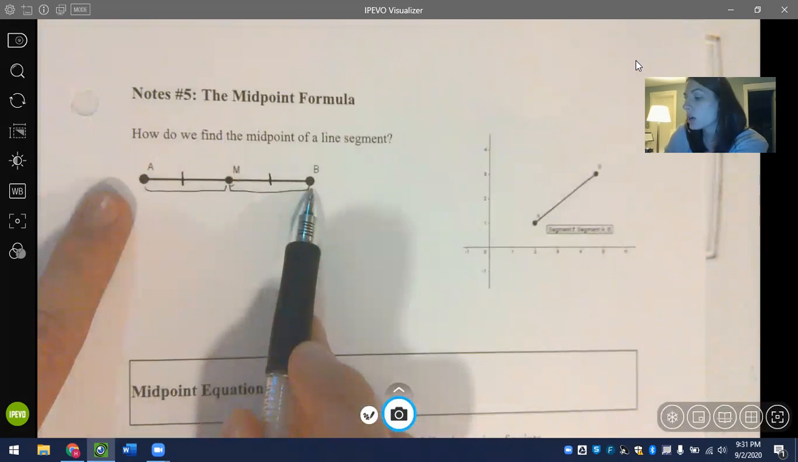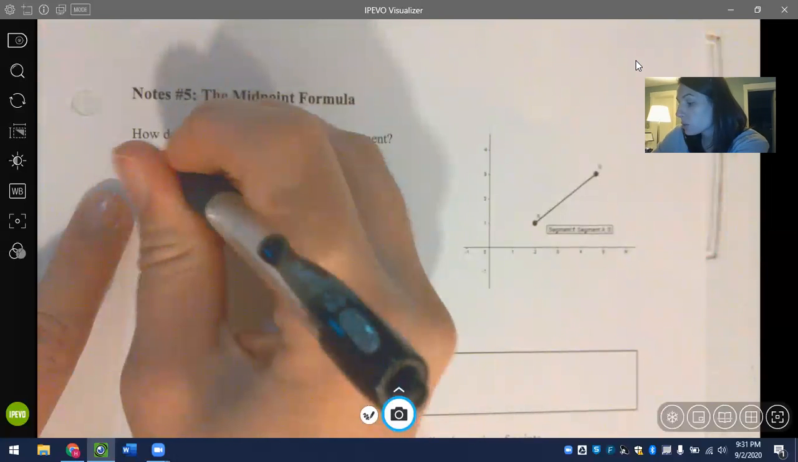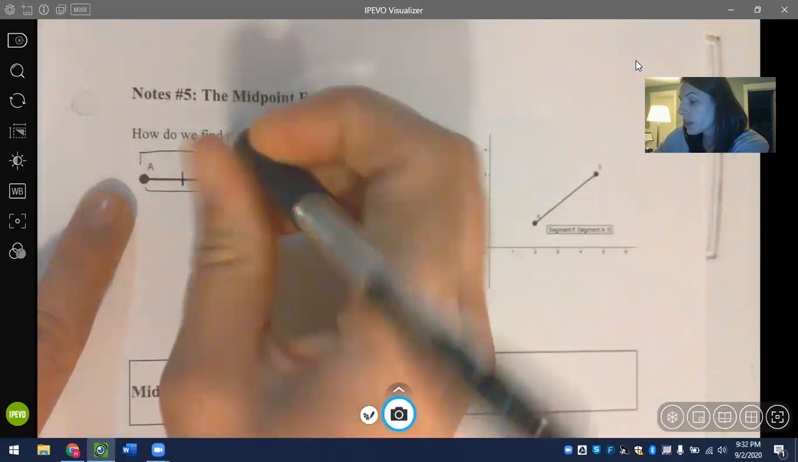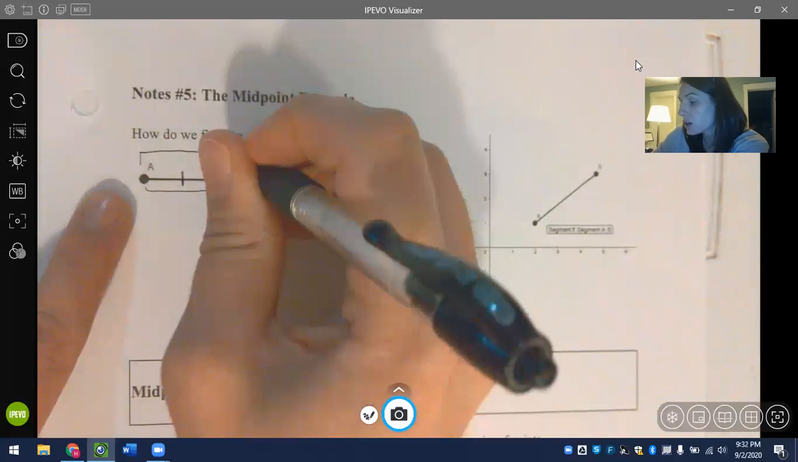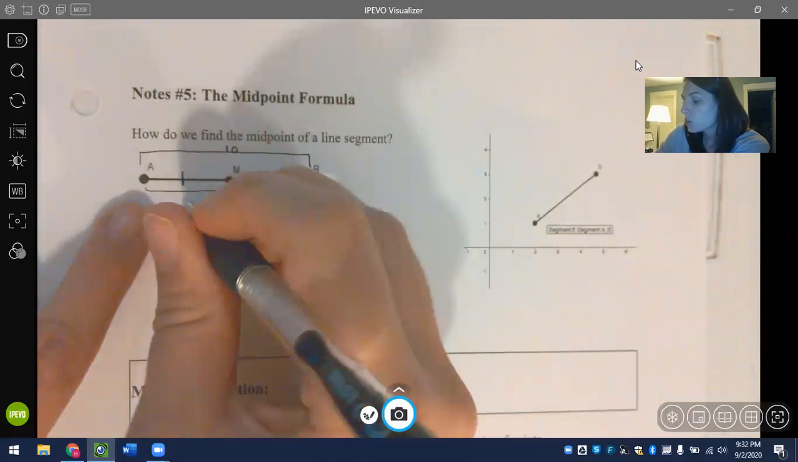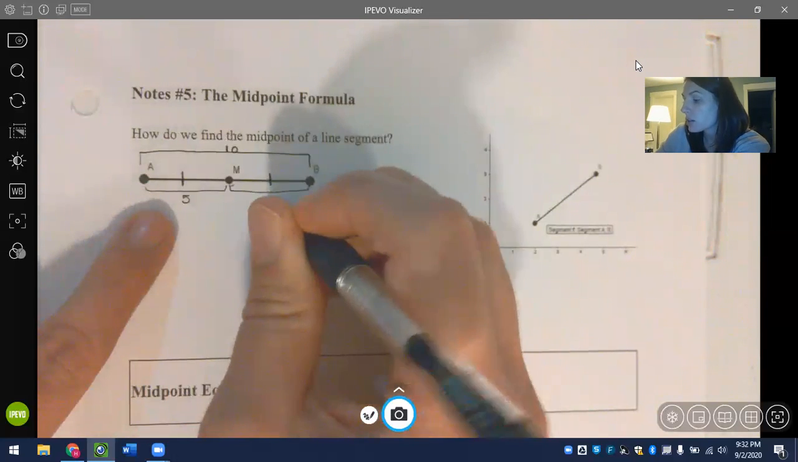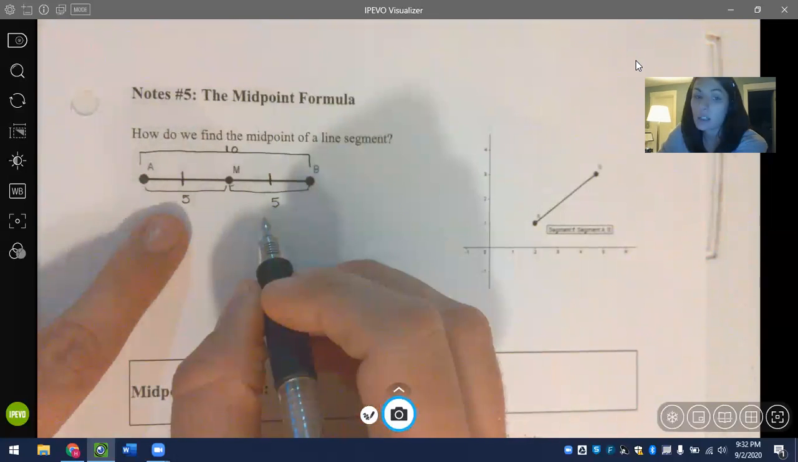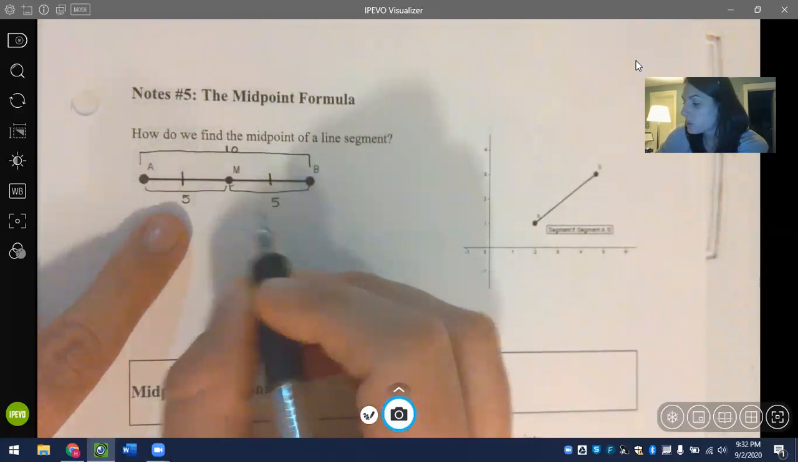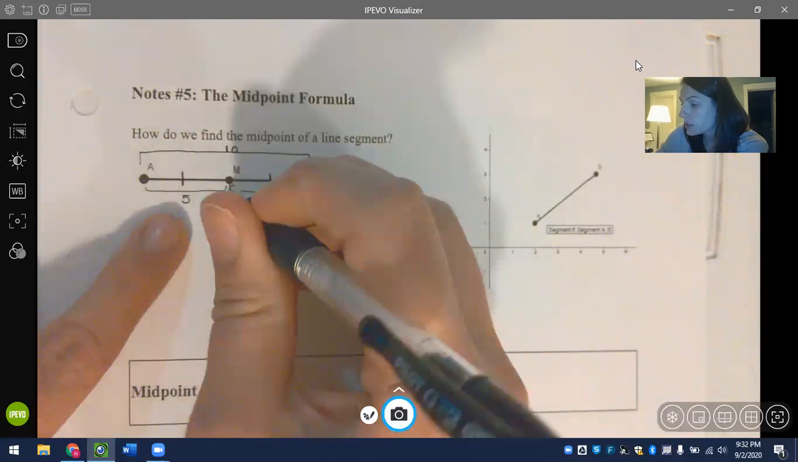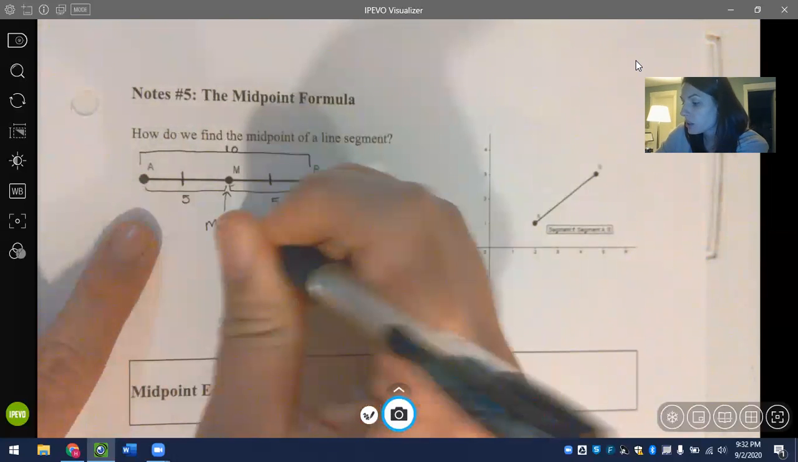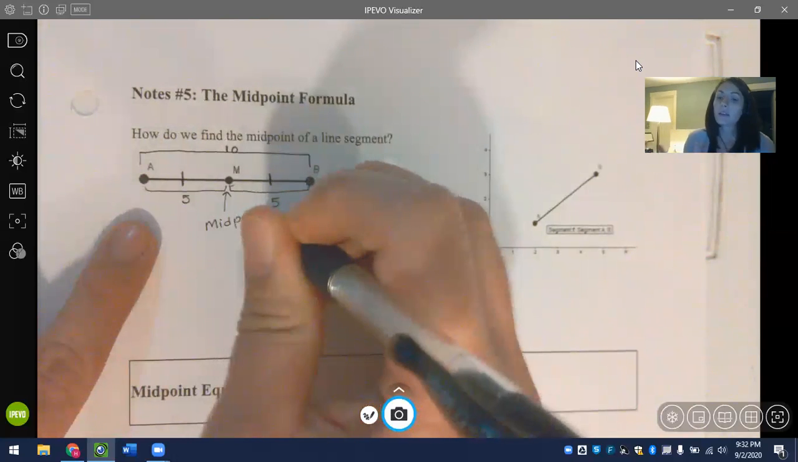length. Or if I knew, for example, that AB was 10 units long, and I knew that AM was 5 units, and from M to B is also 5 units, then I would know that M is the midpoint. Okay, exactly what you would assume it is. It's directly in the middle.